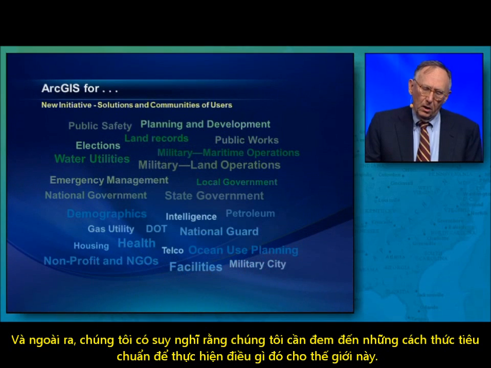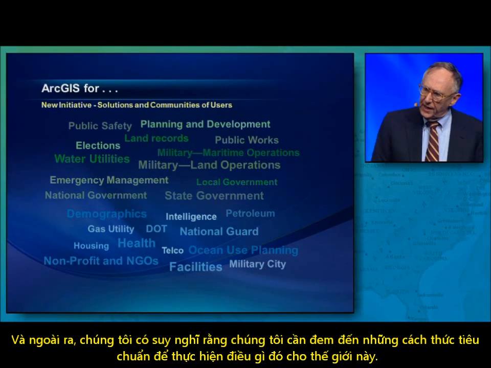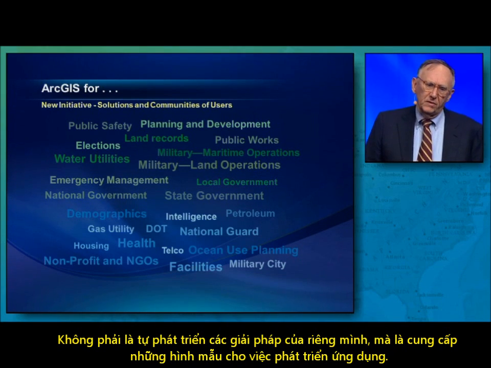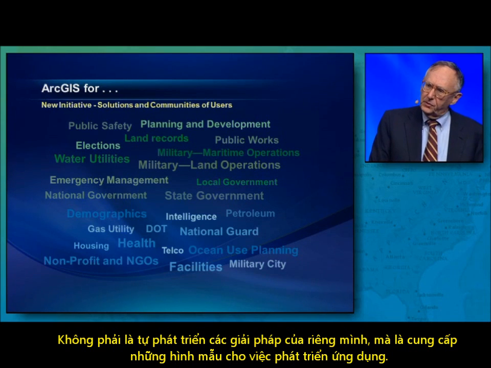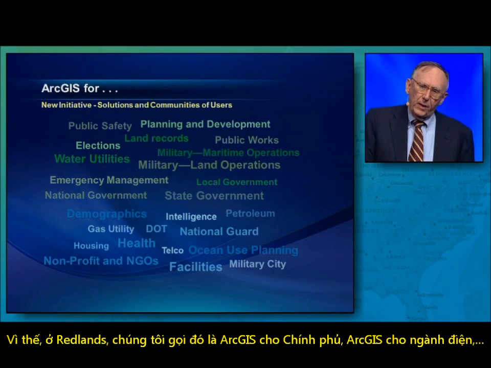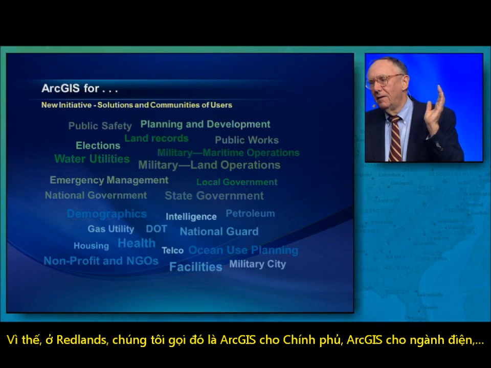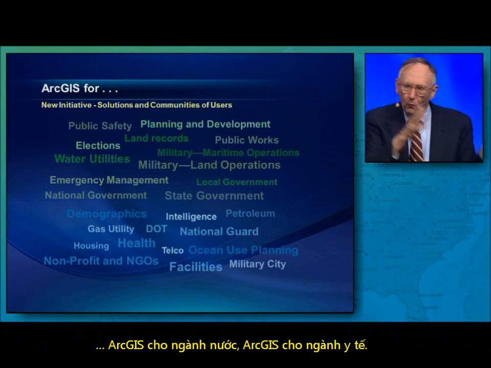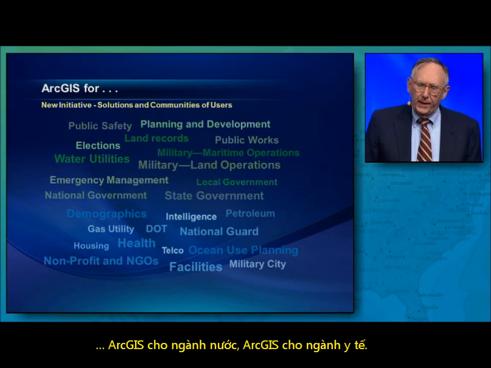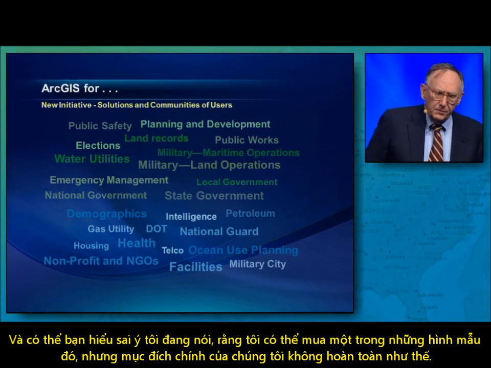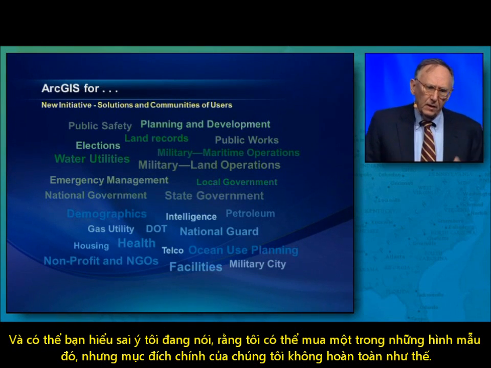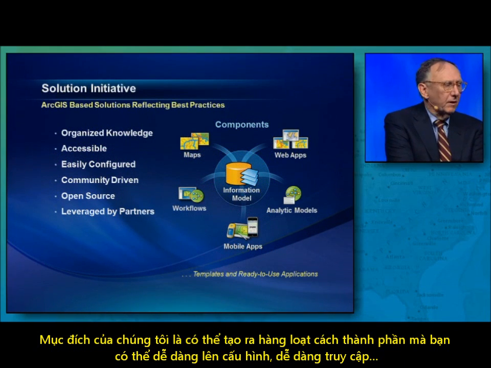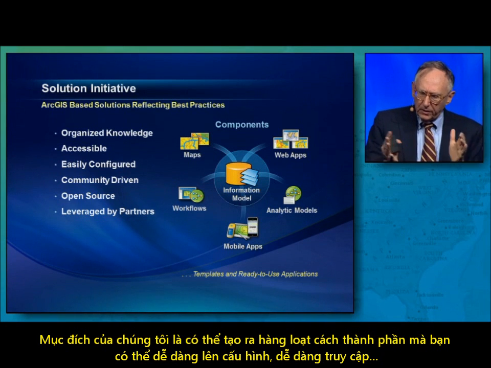And in addition, our thinking is that we need to bring more standard ways of doing things to this world, not develop the solutions ourselves, but provide patterns for solution development. So in Redlands, we call this ArcGIS for local government, ArcGIS for electrical utilities, ArcGIS for water, ArcGIS for health. And while you might misunderstand what I'm saying, I could go buy one of these, that's not exactly the intention. The intention is to be able to create a series of components that can be easily configured.